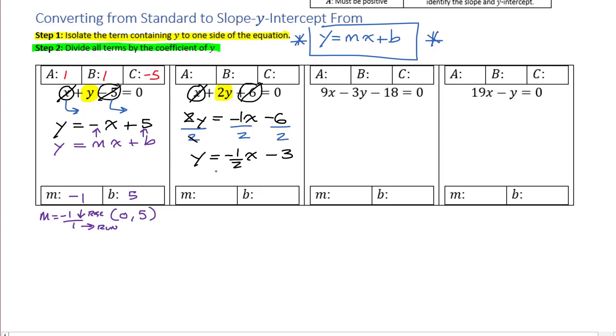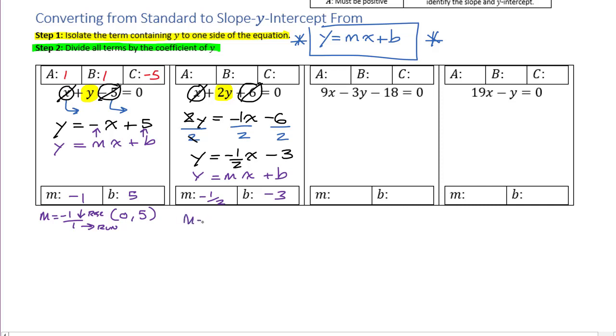Okay, so that means, again, I'm going to write y equals mx plus b below so we can compare. There we go. Y equals mx plus b. So m is my slope. It's negative 1/2. And b is negative 3. So there you go. We've converted it, and we know what the slope is and what the y-intercept is.